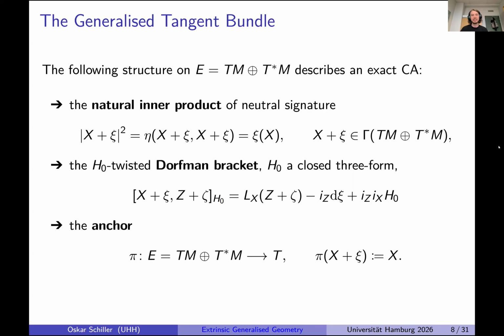The generalized tangent bundle is the direct sum of the tangent bundle with the cotangent bundle. And it has this natural inner product of a neutral signature, which is just given by contraction. As well, it has a bracket, the Dorfman bracket, or the H-twisted Dorfman bracket, if you will, or H naught, I call it here. H naught is a closed three-form. And it is given by this explicit formula, so it is somewhat like a Lie derivative, but in this case, you have this twist appearing there, this closed three-form as well. And then you have the anchor, which is just the projection onto the vector field part.